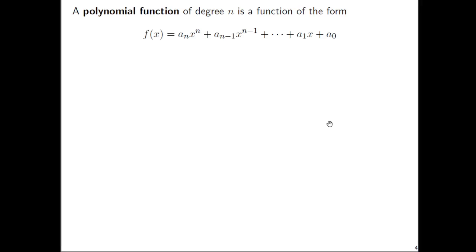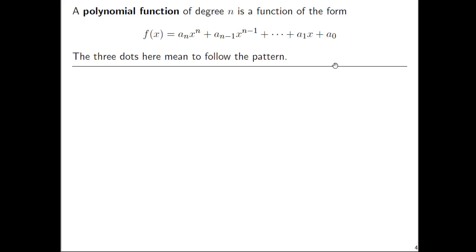A polynomial function of degree n is a function of the form f of x equals a sub n x to the n plus a sub n minus 1 times x to the n minus 1, so on and so forth, until you get to a sub 1 times x plus a sub 0. Now these three dots just mean follow the pattern. Though we didn't draw it because we don't know how long this is going to be, it depends on n. The first term that hasn't been written in that would follow the pattern would be a sub n minus 2 times x to the power n minus 2.